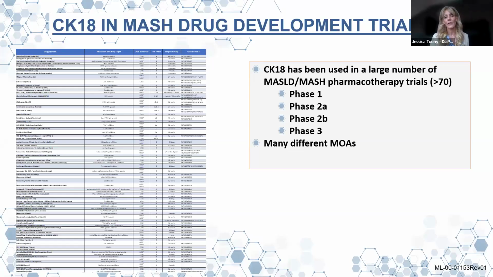But anyhow, there are to date over 70 trials that have used CK18. Again, these are only the MASH therapeutic intervention trials. The trials range from phase 1 all the way to phase 3, for 4 weeks all the way out to 96 weeks, and they represent drugs with many different mechanisms of action. The point of this slide is really just to point out the wide variety of MASH trials that have included CK18 as a biomarker. And in the next slides, I'll show you some data from some of these trials.